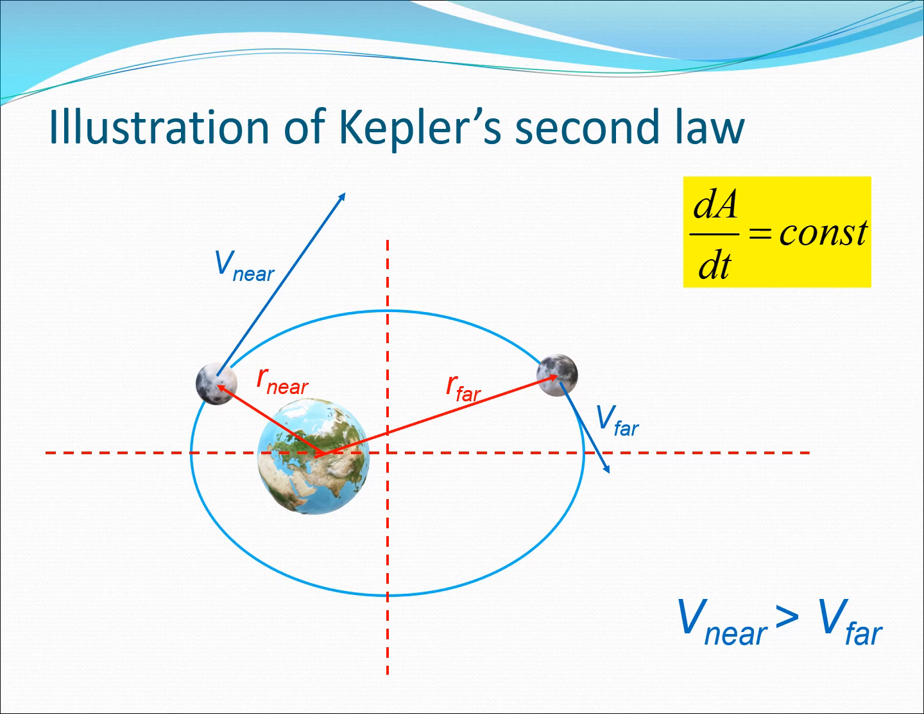We can show this in a different way. For example, let's again take the Earth and the orbit of a satellite like the Moon. Now, if you are at some location here where r is lower, then the velocity is going to be more. If you are at a location where r is greater, then the velocity is going to be less. So here I have made this in terms of r far, v near and r near. And what it means is that v near is going to be more than v far.